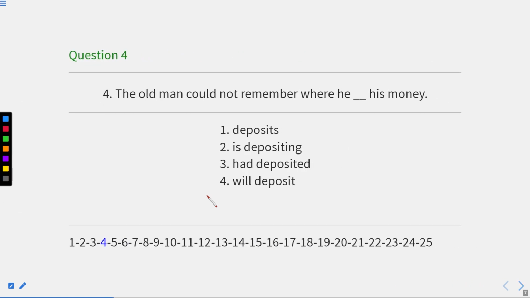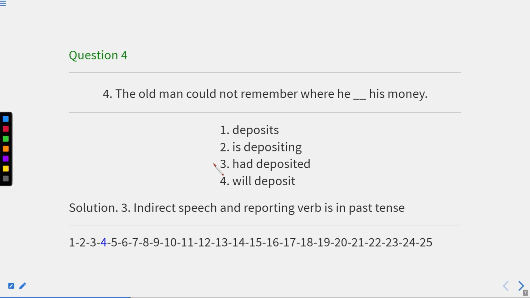The old man could not remember where he dash his money. Again, because the sentence is of past, here we need the structure of past. So "deposits his money", "is depositing his money", "will deposit": it should be "had deposited" because past should be with past only. It is indirect speech and the reporting verb is in past tense. So the correct sentence will be, the old man could not remember where he had deposited his money. It means now he has forgotten the place where he had deposited his money.